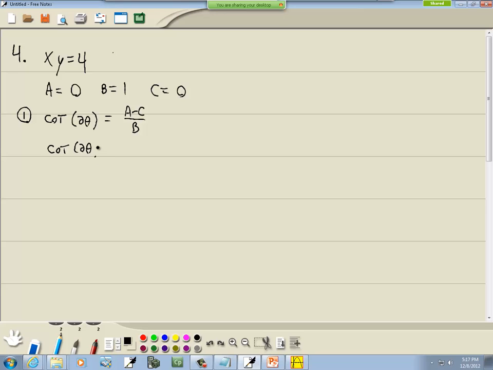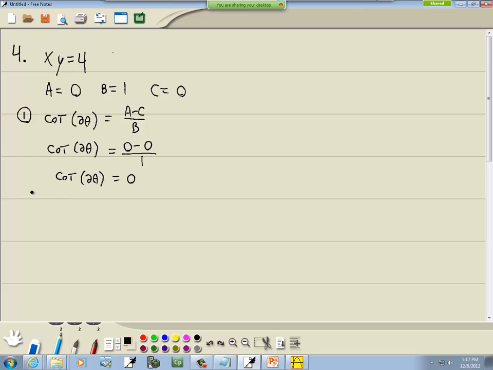So we've got cotangent 2 theta is equal to a, which is 0, minus c, which is 0, over b, which is 1. So I've got cotangent 2 theta is equal to 0 minus 0 is 0, 0 divided by 1 is 0.